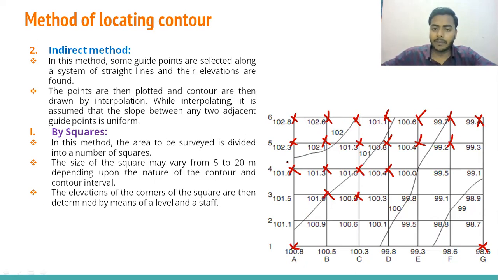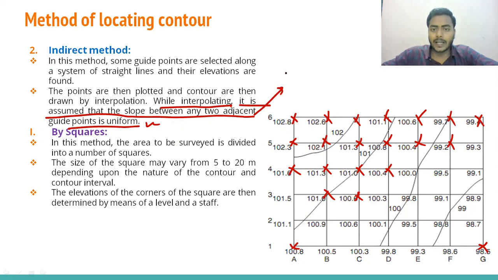Right, and then we will calculate the contours of different elevation with interpolation. By doing the interpolation, there is an assumption. It is assumed that the slope between any two adjacent guide points is uniform. That is what it means.